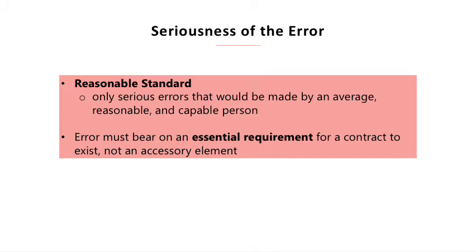So not all errors result in nullification. The seriousness of the error plays a big part in whether or not it is grounds to vitiate consent and thus lead to a nullity. And courts consider seriousness of the error using a reasonable person standard. So only serious errors that would be made by an average, reasonable, and capable person are considered grounds for nullity. The error also must bear on an essential requirement for a contract to exist, not an accessory element.